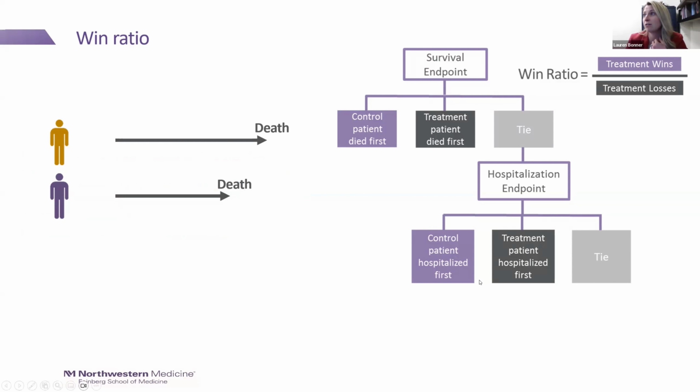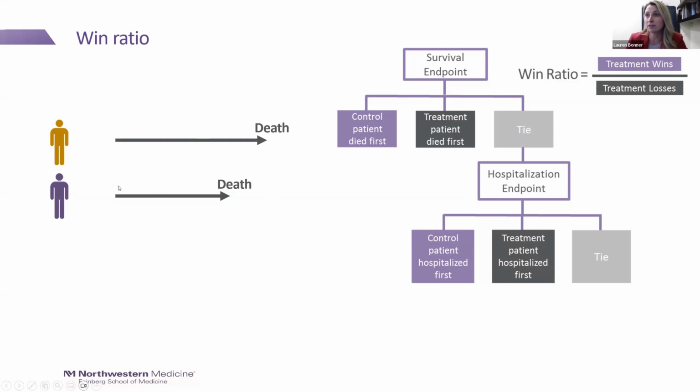And so this is the algorithm that was proposed in the initial paper, where there were two levels to the win ratio. The first level being the survival endpoint and the second level being the hospitalization endpoint. So I'll just talk through an example with this, and then I'll show you how it can be extended as well. So for every pair, you first make a comparison on your first endpoint and see if you can determine a winner or a loser for that pair.